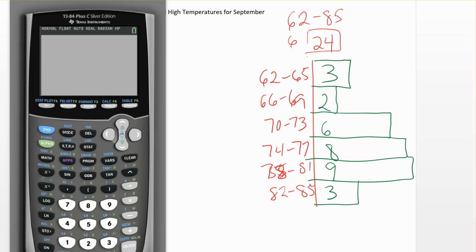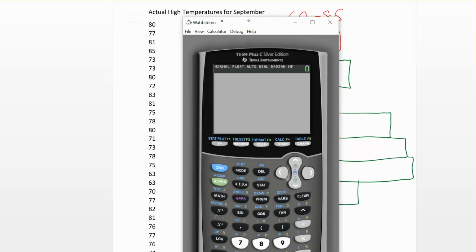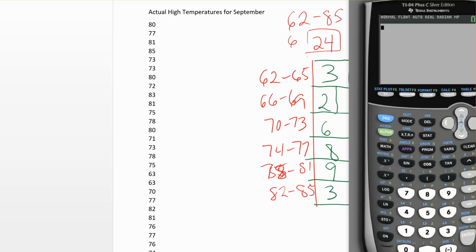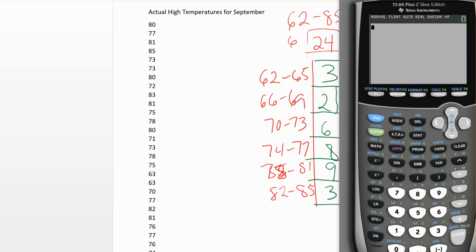So what we need to do is we need to get these temperatures in for the month of September. So I'll come over here where I can see my temperatures. In order to do that, we're going to hit our stat key. Okay, that's the key right here. I'm trying to wave my cursor over it. We hit stat and edit. So let's just hit enter.